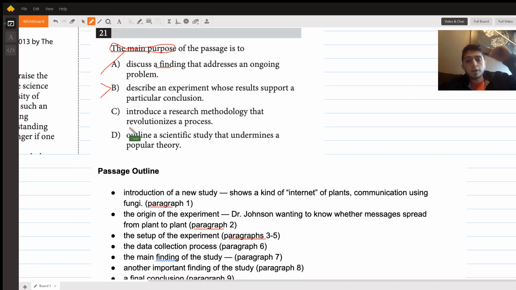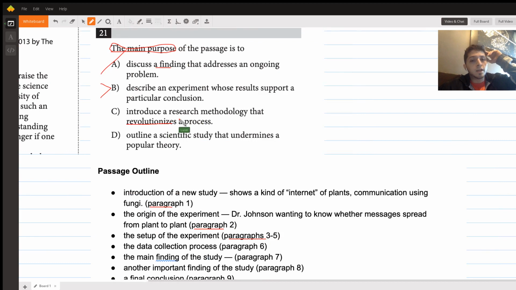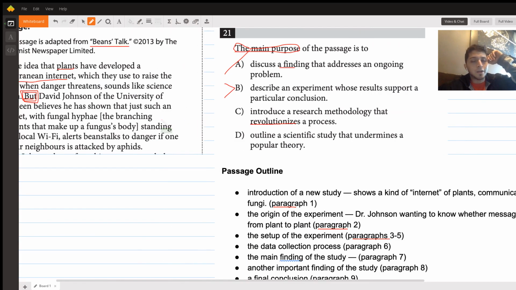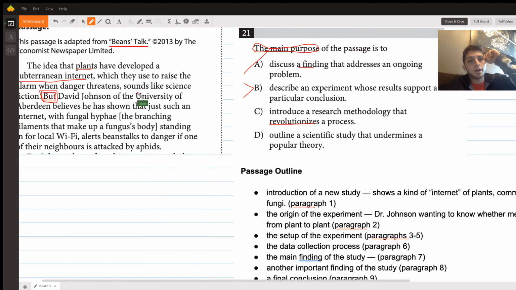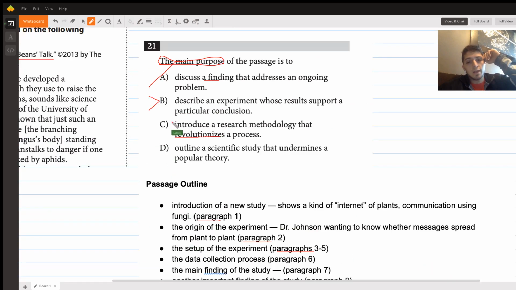C says introduce a research methodology that revolutionizes the process. This is a strong claim, so we should already be skeptical of it. Again, this is wrong because the passage doesn't focus on the methodology. It certainly talks about the methodology and describes it, but it doesn't focus on the methodology as being especially interesting or revolutionizing something. Again, it is not something we would miss. It would be mentioned in the first paragraph, or in the title, or in one of the major points in our outline. So we can get rid of C.